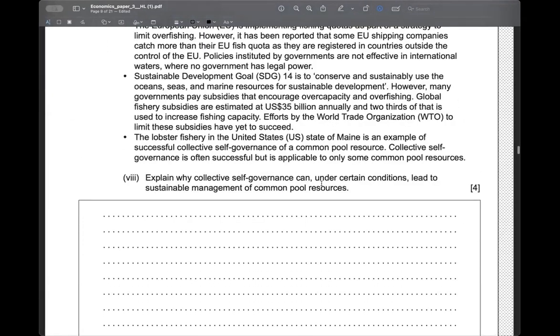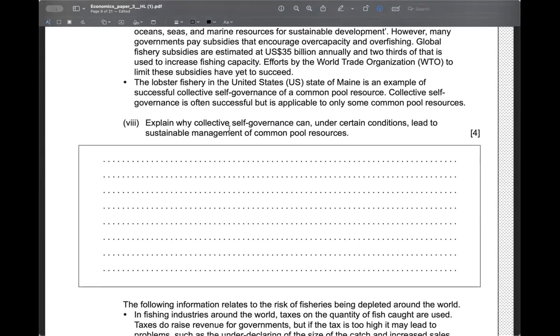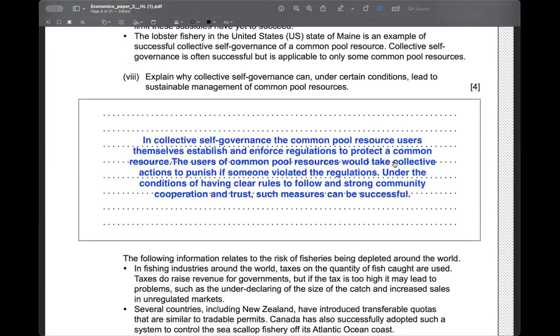Following additional information. Question 8. Explain why collective self-governance can, under certain conditions, lead to sustainable management of common pool resources. This is a pretty deep question.